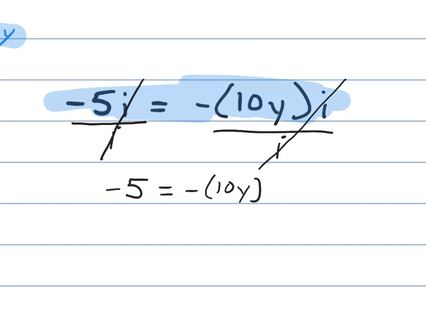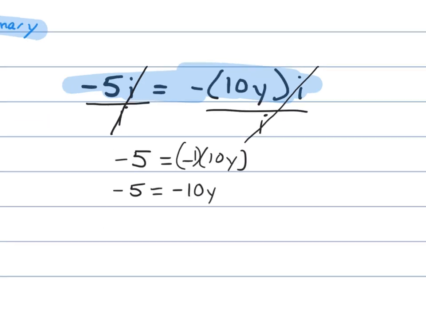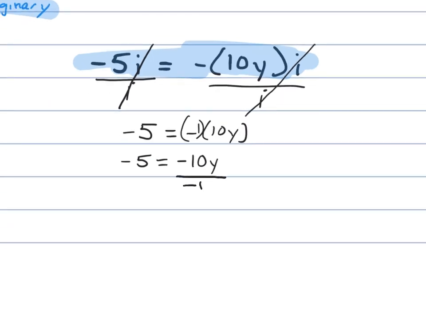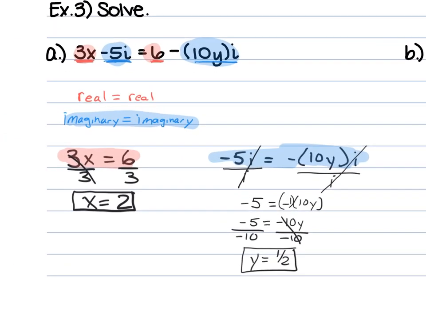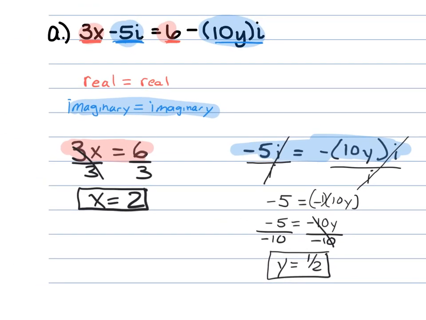Well, that just became a lot easier, right? Because once we separated the imaginary part out, we had imaginary equal to imaginary, which we were able to get rid of the imaginary part. So we end up with negative 5 is equal to, remember this is like a negative 1 being multiplied there, negative 10y. What do I do next? Divide by negative 10. What is y equal to? 1/2. In which case y is equal to 1/2 and x is equal to 2.